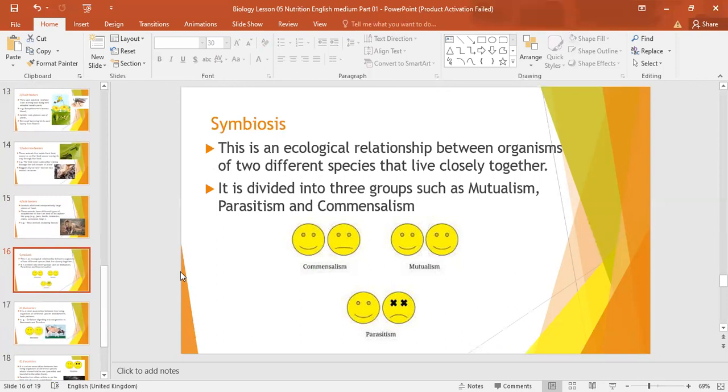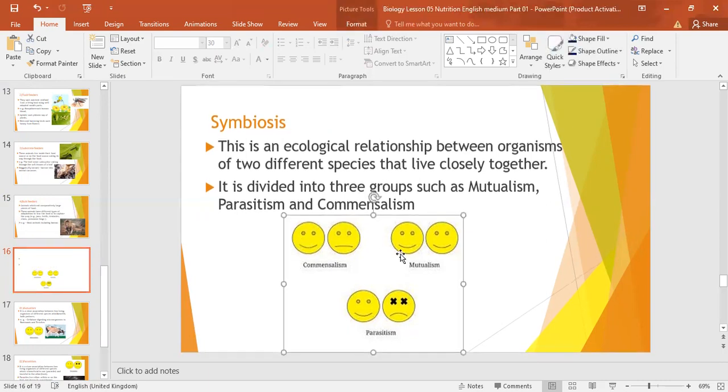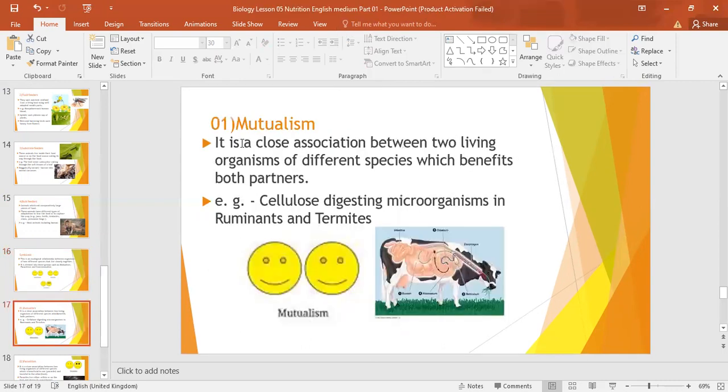The second nutrition type of heterotrophic nutrition is symbiosis. Actually, it is an ecological relationship. There should be two different species of organisms, and there should be a close relationship between these organisms. This is an ecological relationship between organisms of two different species that live closely together. It is divided into three groups: mutualism, parasitism, and commensalism. Take an idea from these symbols in each symbiosis relationship type. First one is mutualism.